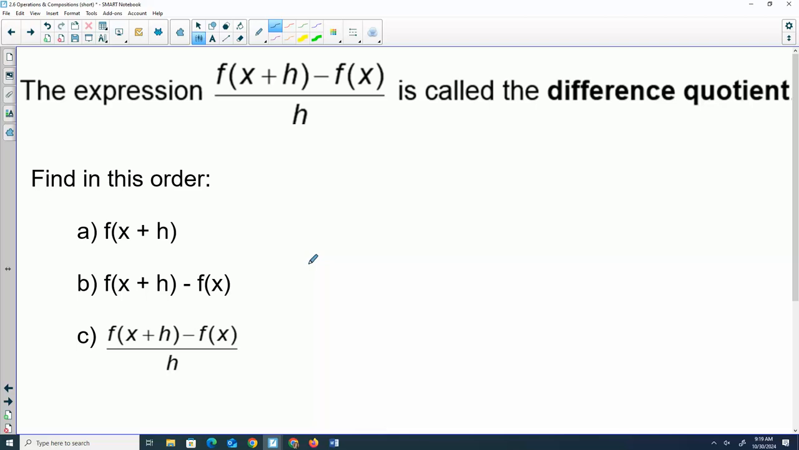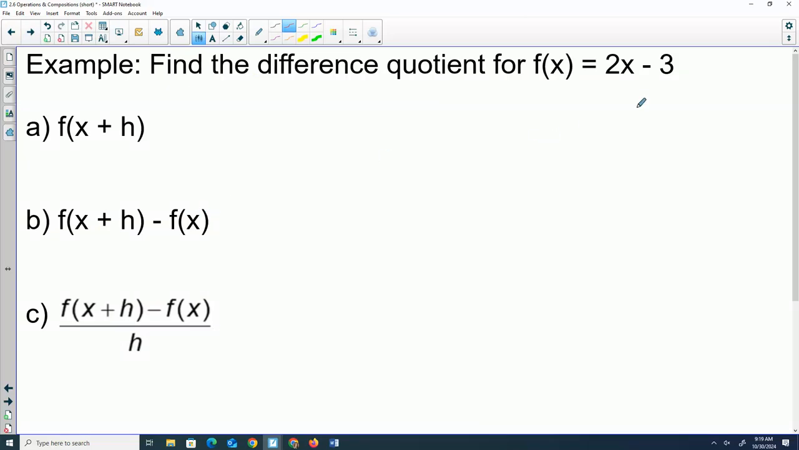When we do it, we're going to kind of break it into 3 steps. First, we'll find f of x plus h. That means you're going to go to your function, you replace your x with x plus h. Once we get that, we can do that answer minus f of x. So we'll get that. Once we have that answer, then we do the whole thing. We divide by h. So we'll break it into a 3-step process.